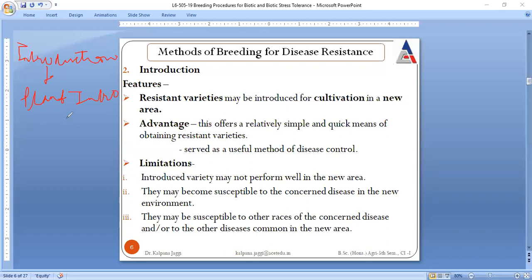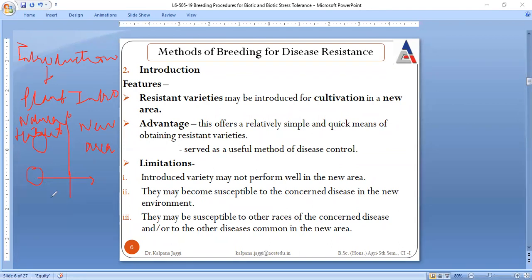So when we talk about introduction, we have one area, which we can call the natural habitat, and on the other side, this is the newer area. And introduction is what? Introduction is picking up a variety from its natural habitat and then introducing it to the newer area. This is said to be introduction, right?